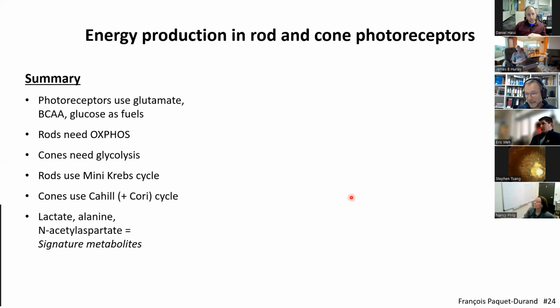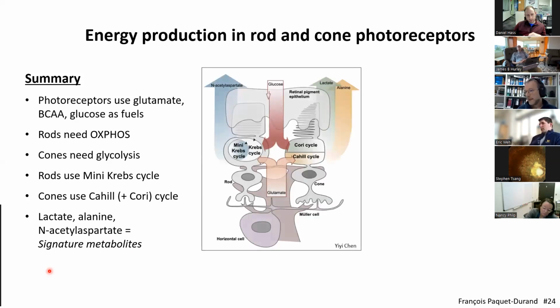What is interesting is that lactate, alanine, and N-acetyl aspartate are kind of signature metabolites. When you see them, you can deduce what kind of pathway was running to produce energy. This is a drawing that a former PhD student of mine, Yi Chen, has produced, summarizing this, where we think that the rods may be using the mini-Krebs cycle, liberating N-acetyl aspartate, notably, whereas the cones are more likely to use the Cori cycle, liberating lactate, or the Cahill cycle, liberating alanine.